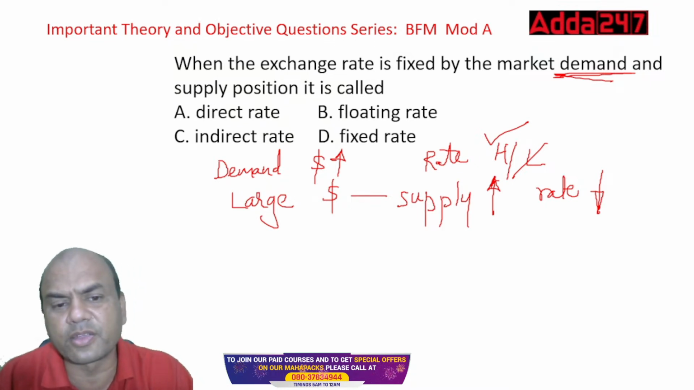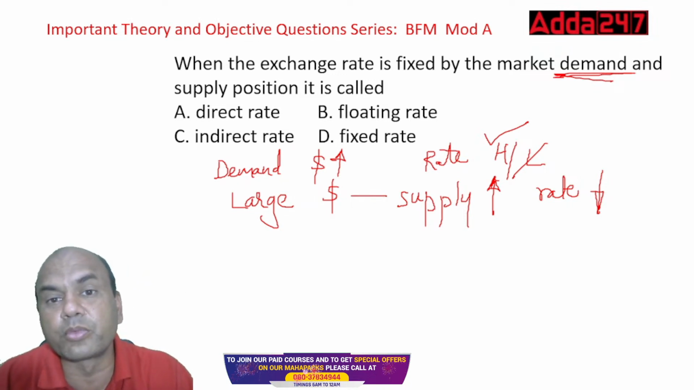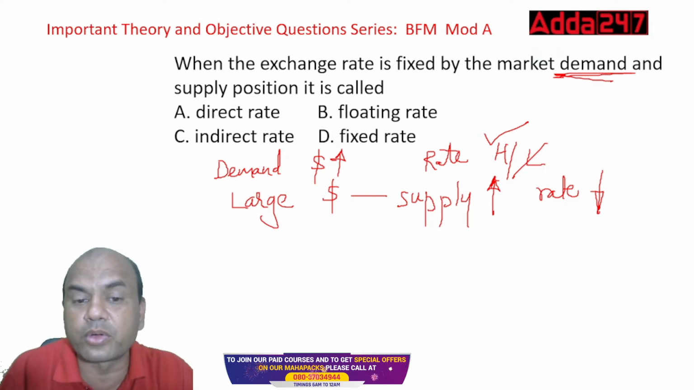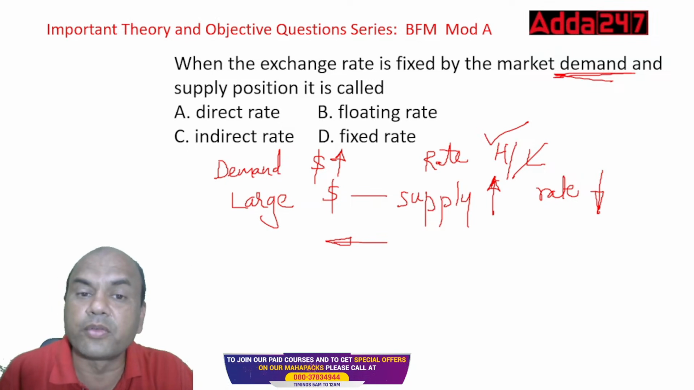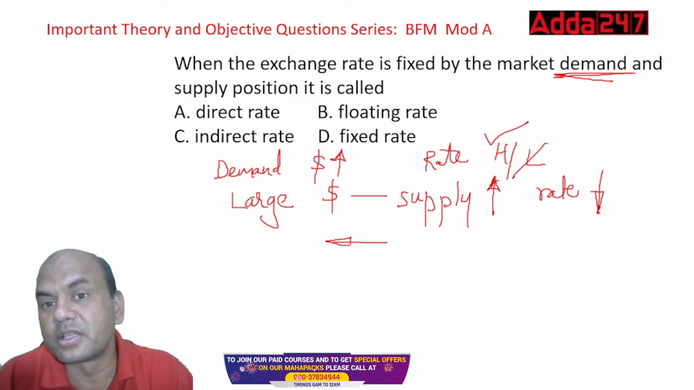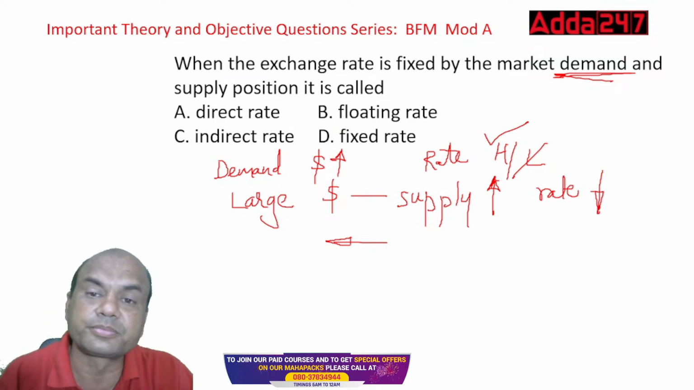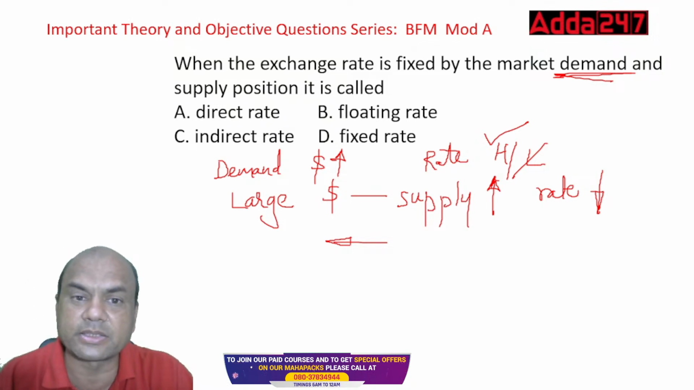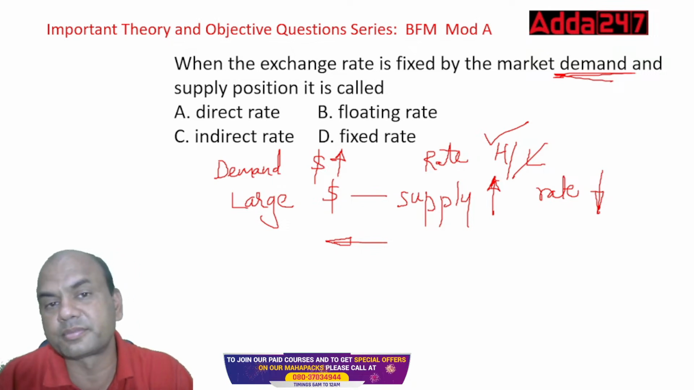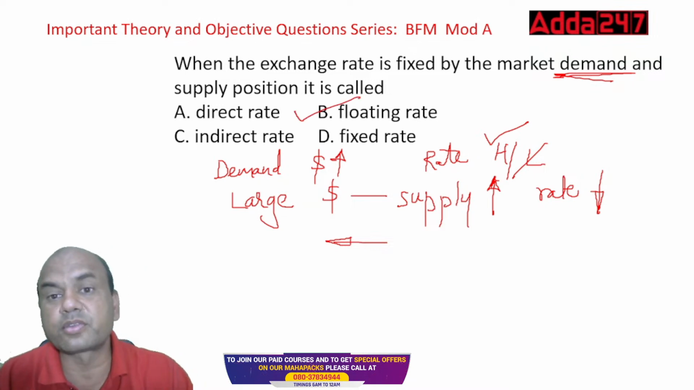And vice versa. If all the investors are moving out of the country, so dollars are moving out, then what happens? There is less supply of dollars in this country. Then the rate will go up. So what is this actually called? Whenever it's decided by this demand and supply position, is it direct, floating, indirect or fixed rate? It is called a floating rate.